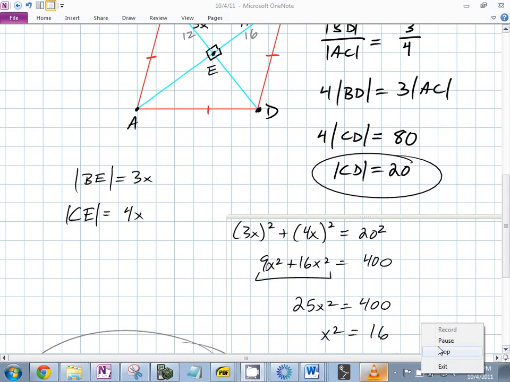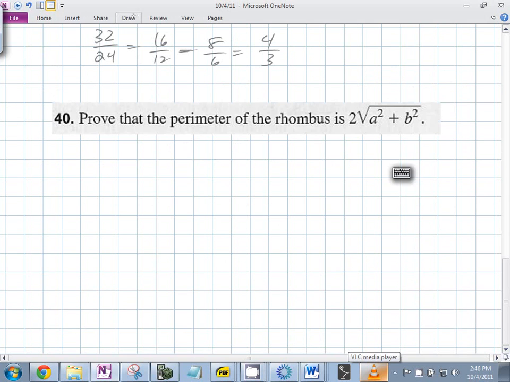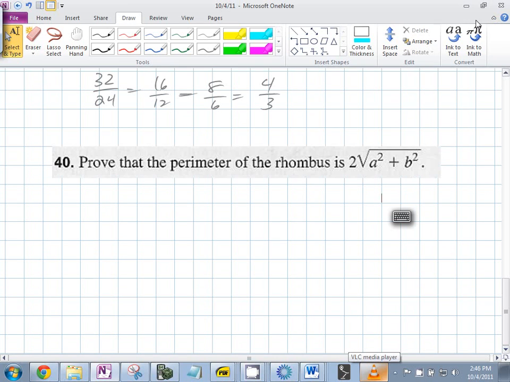Okay, so what are they telling you here? They're telling you that if you have this rhombus right here, that's not helpful.